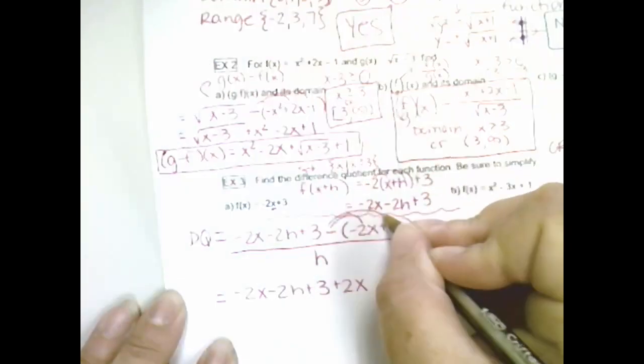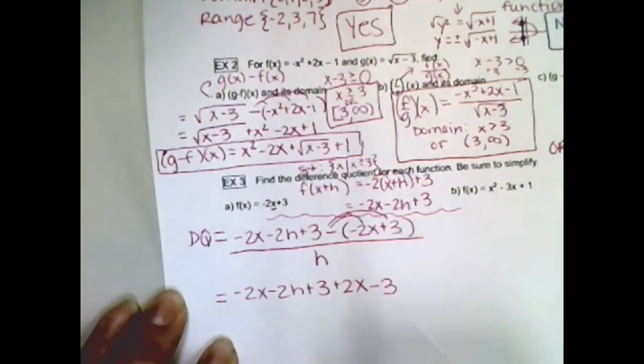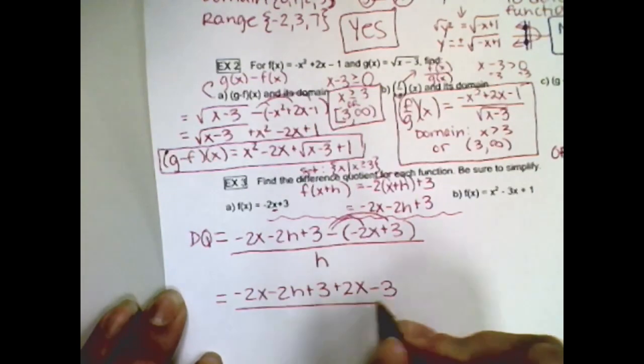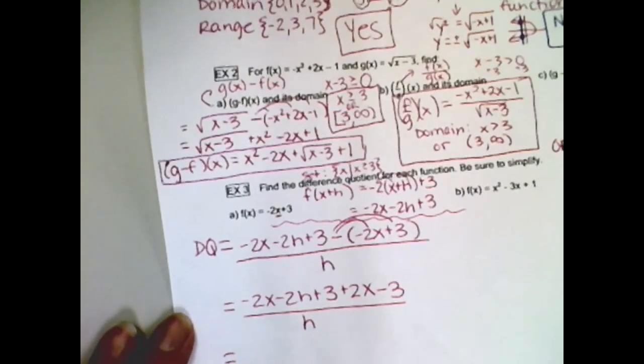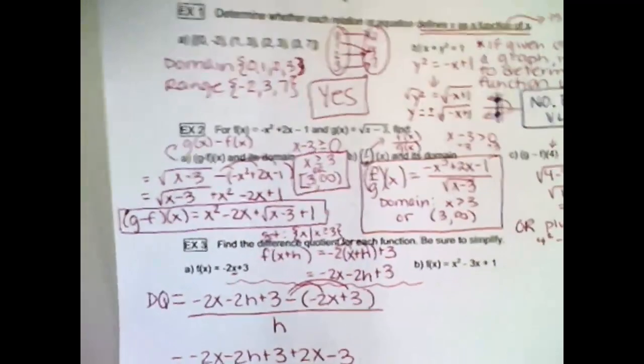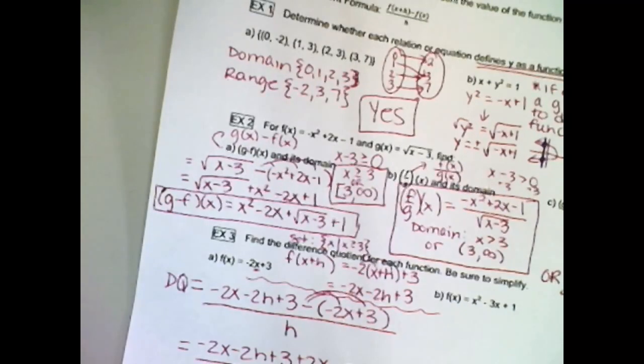And then this becomes a minus. Carry down the over h. Now I'm going to find like terms. Let me grab some highlighting here, because that might be helpful for this guy. Let's see.